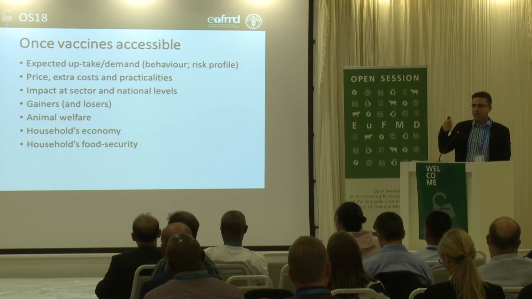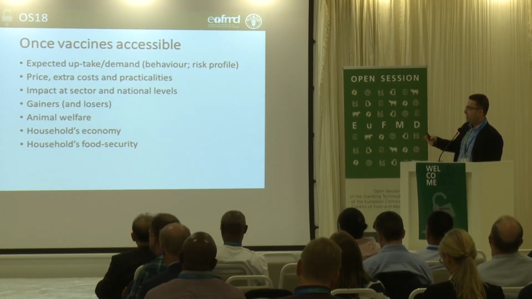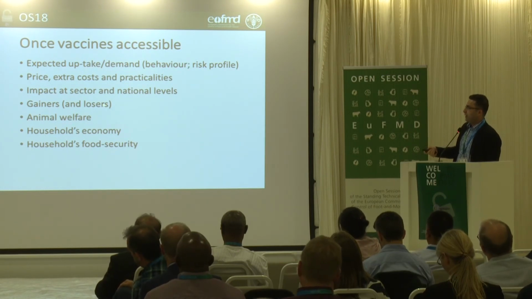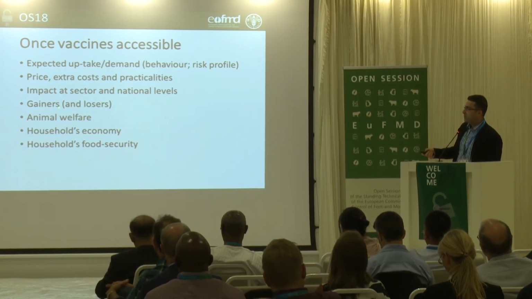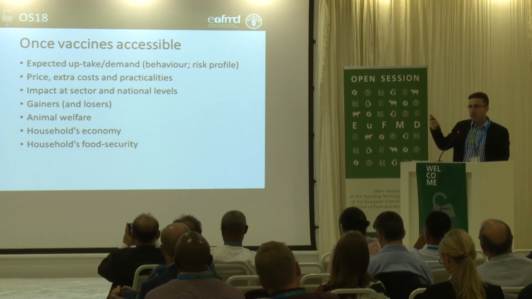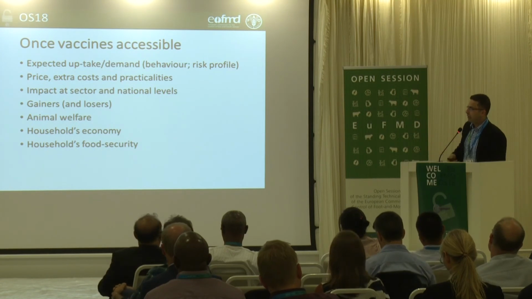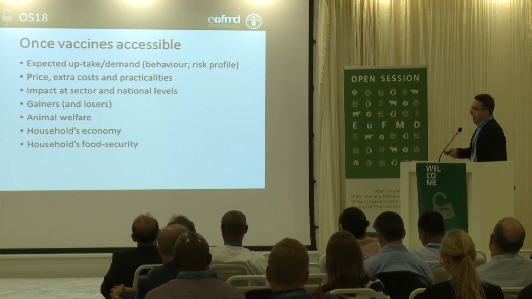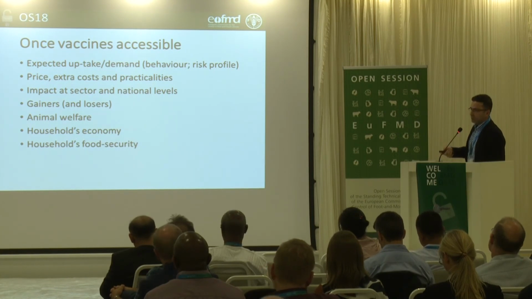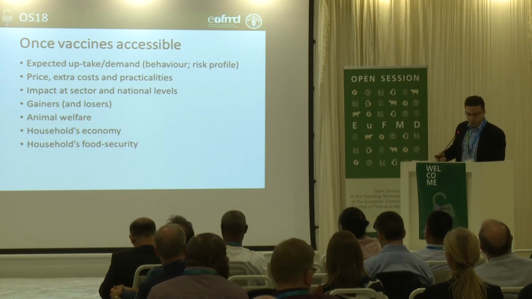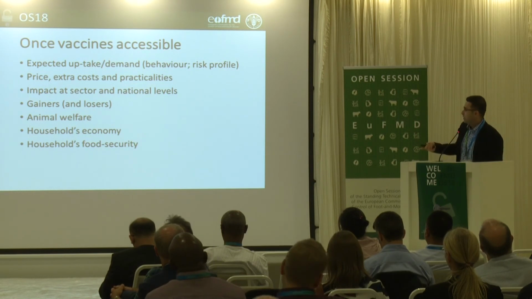Any program that's being applied at national level have for sure some people who will be losers in that system, which are currently perhaps gainers. For example, those farmers who are free of the disease, they are receiving better prices. Animal welfare issue, that could be a very, very major driver for controlling foot and mouth disease. Households economy in many endemic setups, and households food security needs to be considered as well.